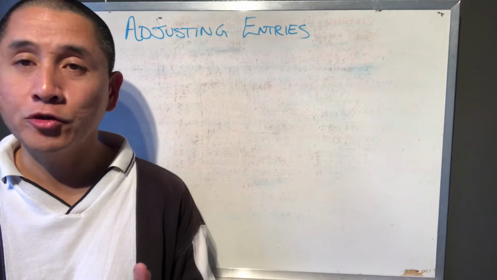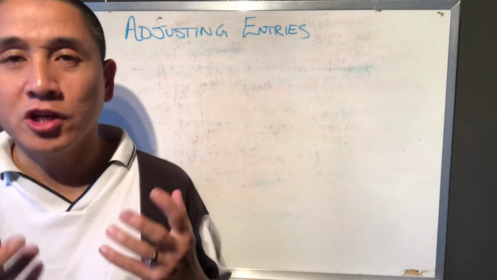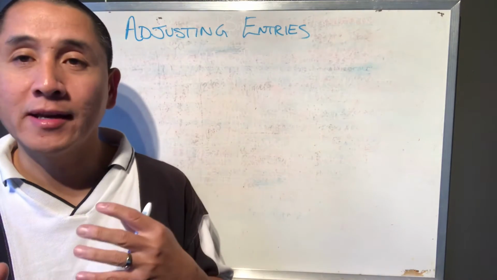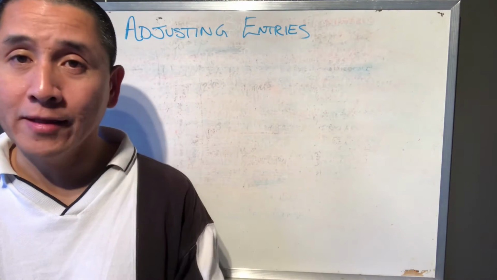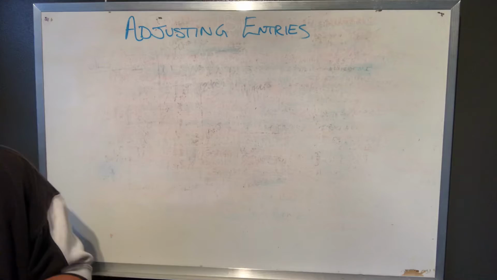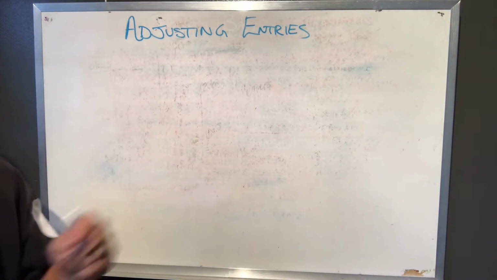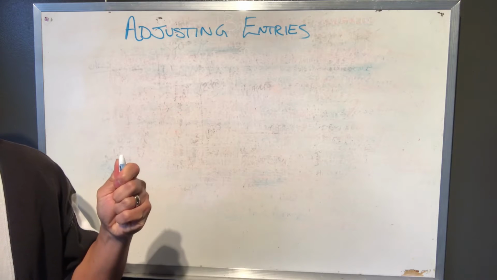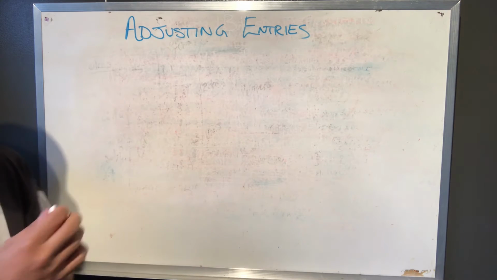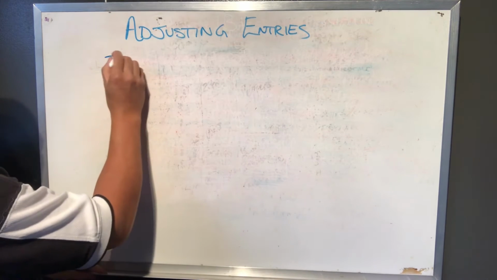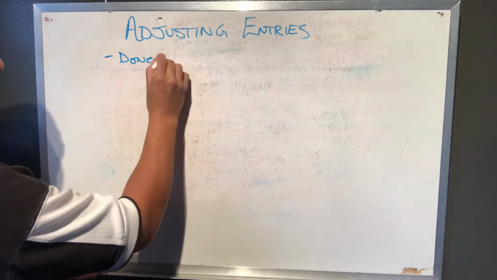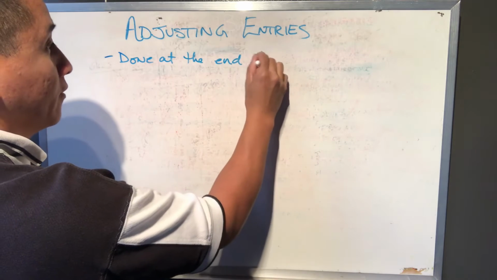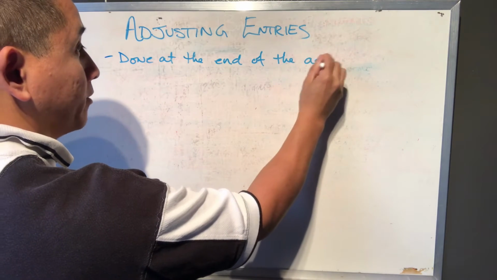The essence of adjusting entries is that they bring asset and liability accounts into their proper balance. We'll run through some examples, but keep in mind that when an adjusting entry is done, it is usually done at the end of the accounting period.